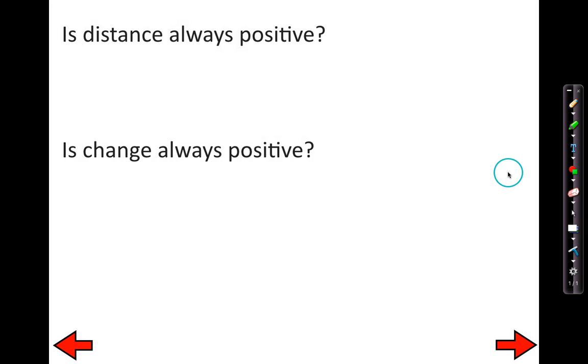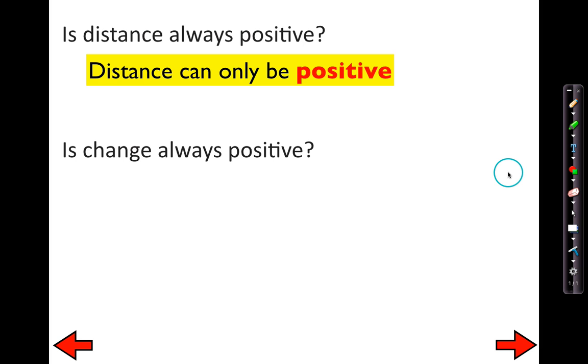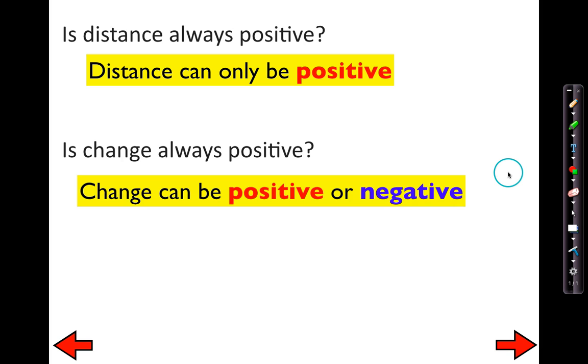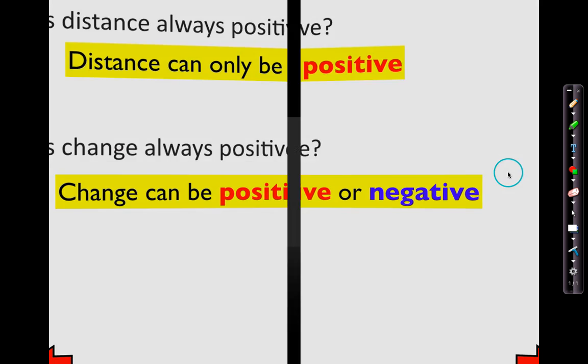So it's really important that you know this. Is distance always positive? Yes. There's no such thing as negative distance. Distance will always be positive. But is change always positive? No. Change could be either positive or negative. The change in temperature could go up or it could go down. If it went up, it's positive. If it went down, it would be negative. So it's important to understand the difference between the two. Distance will always be positive, but change could be described as being positive or negative.